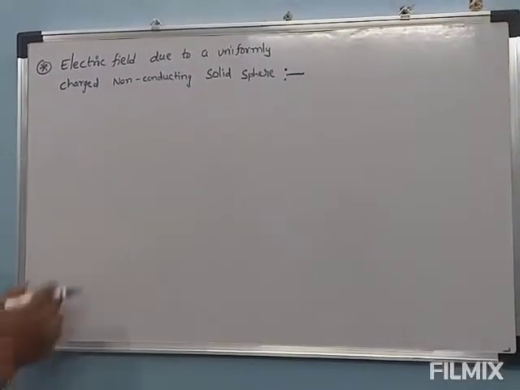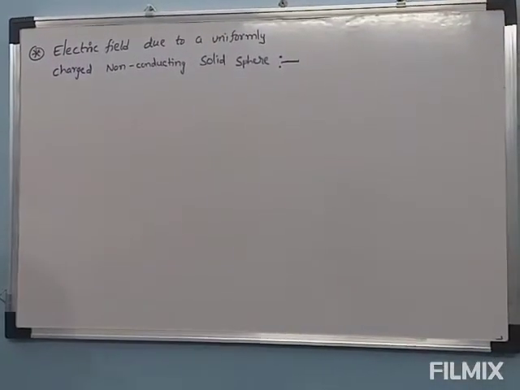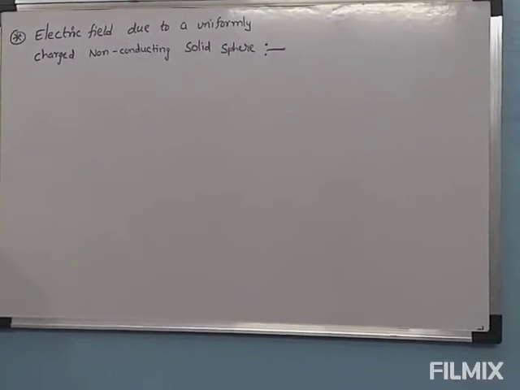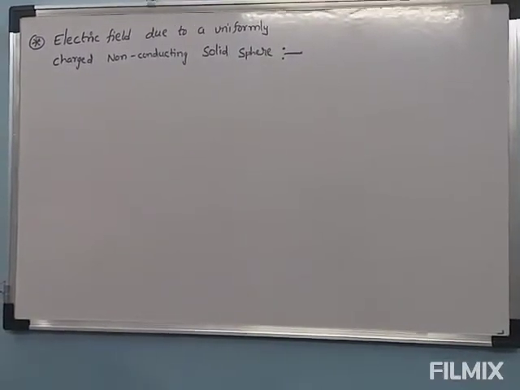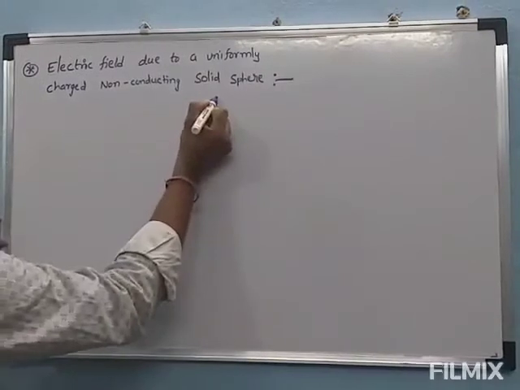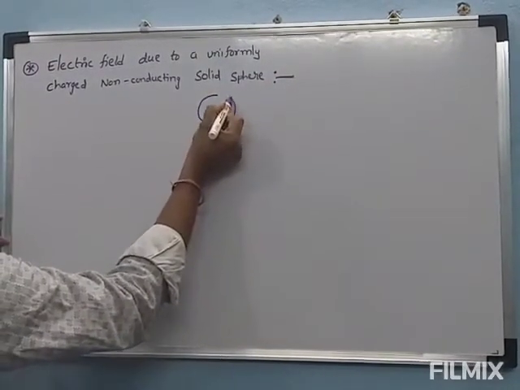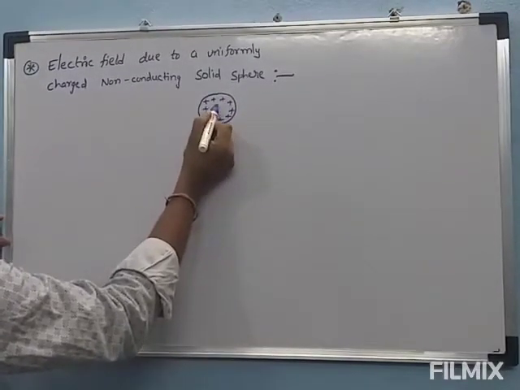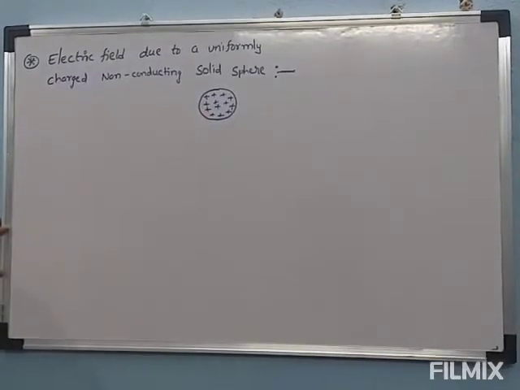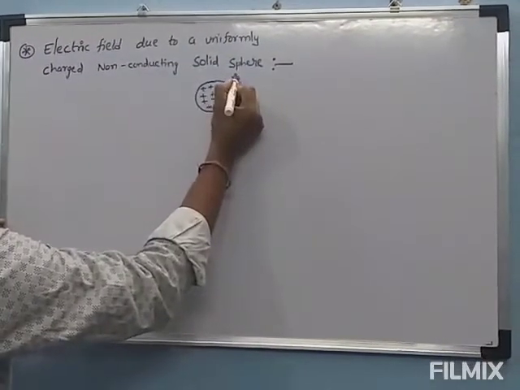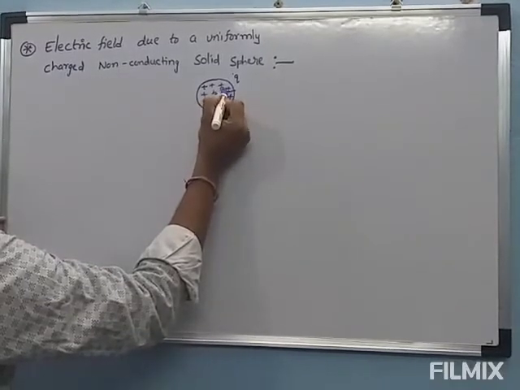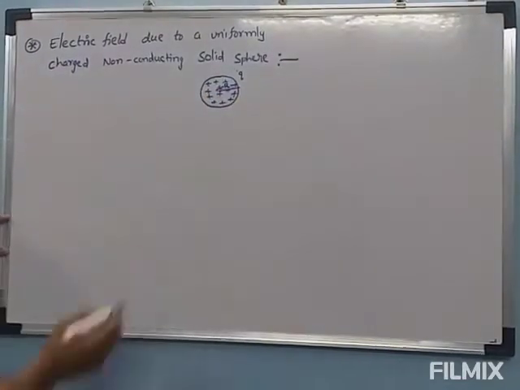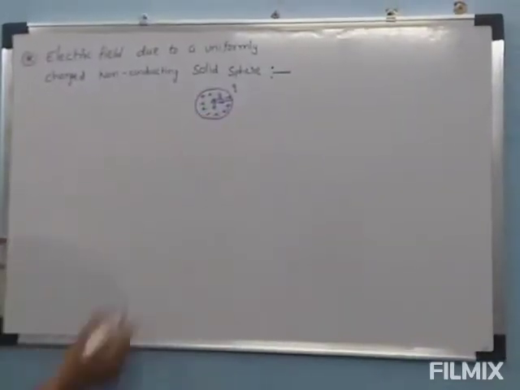We are discussing the topic of electric field due to a uniformly charged non-conducting solid sphere. Before, we discussed a conducting sphere, but here it is non-conducting. Non-conducting means this is a solid sphere with the charge inside it. Consider the charge Q, its radius is capital R, and the center is O.